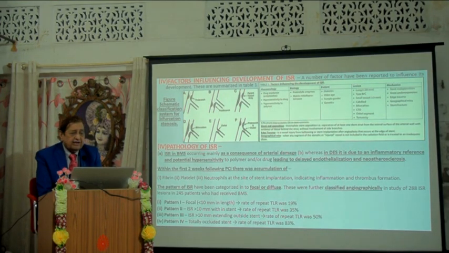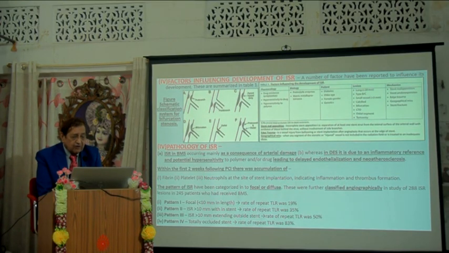Now let us go for the pathology of the ISR. ISR in BMS occurs mainly as a consequence of arterial damage, whereas in drug-eluting stents it is due to an inflammatory reaction and potential hypersensitivity to polymer and drugs, leading to delayed endothelization and neoatherosclerosis. Within the first 2 weeks following PCI, there is accumulation of fibrin, platelets, neutrophils at the site of stent implantation, indicating inflammation and thrombus formation.